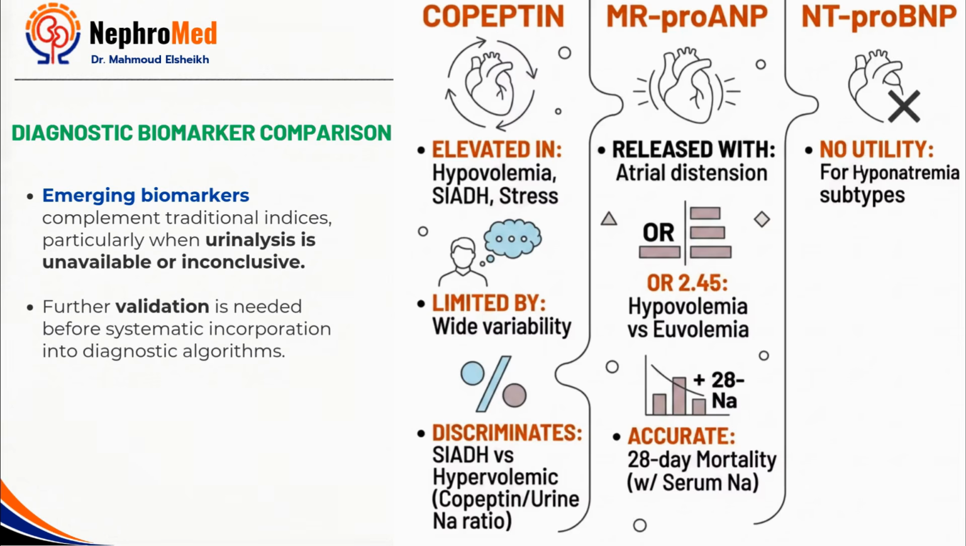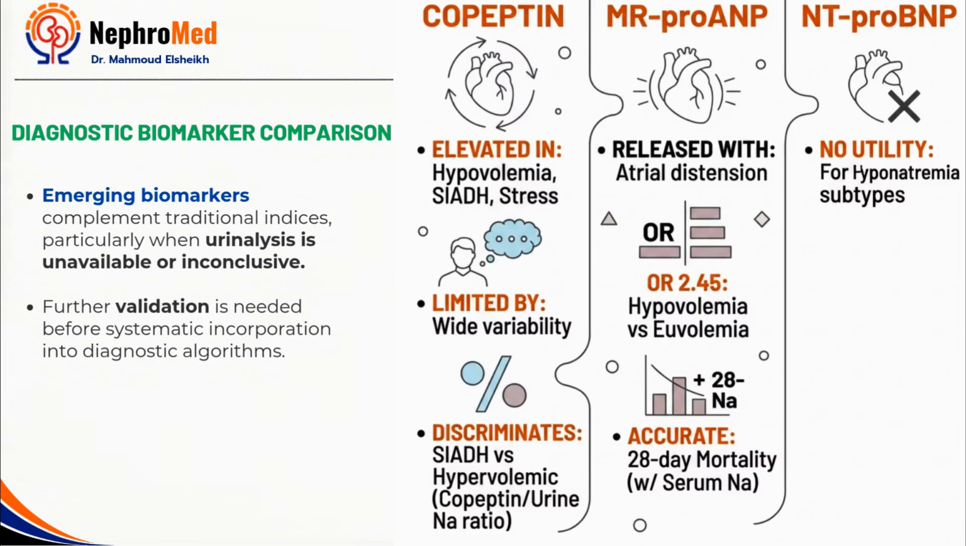That said, when copeptin is combined with urinary sodium measurement, it may help differentiate SIADH from hypervolemic hyponatremia in selected settings. Another promising marker is MR-proANP, because it reflects atrial stretch and intravascular filling. It may help differentiate hypovolemic from euvolemic states, particularly when clinical examination is underappreciated or unclear. Some studies suggest that combining MR-proANP with serum sodium may also improve prognostic reassessment, including short-term mortality prediction. In contrast, NT-proBNP, although very useful in heart failure, has shown limited utility for differentiating hyponatremia subtypes specifically.